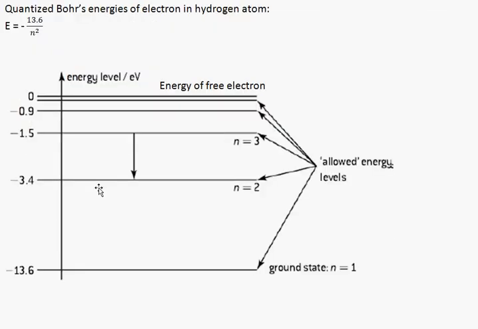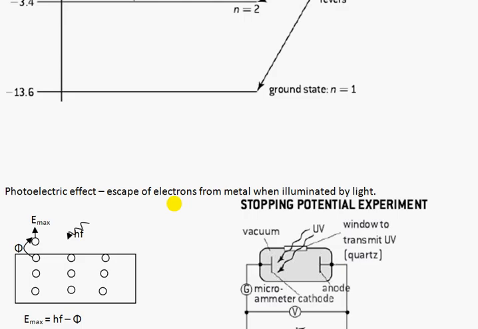Here I have a picture of the quantized Bohr energies of an electron in the hydrogen atom. Energies are negative. The lowest energy is the ground state when n equals 1, and then the levels are closer, and finally the limit is the energy of a free electron.